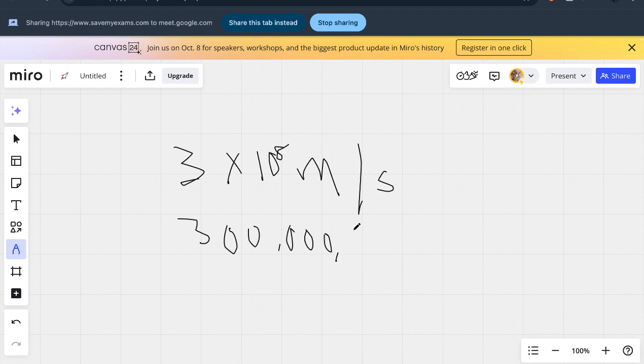First, let's make it meters per second in numbers. We have 300 million. This is 300 million meters per second. So in 1 second, a second is like a blink of an eye, light will travel 300 million meters. If you put it in kilometers, it will be 300,000 kilometers in 1 second.